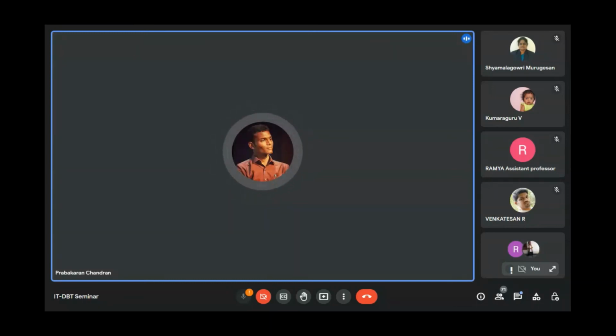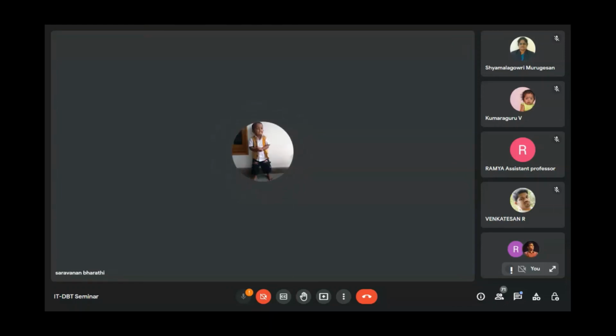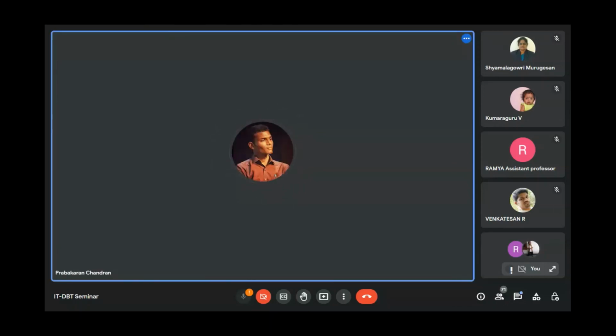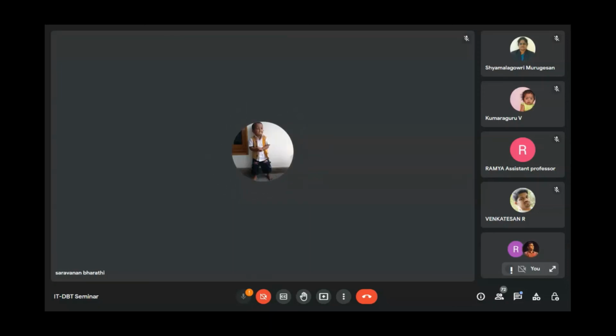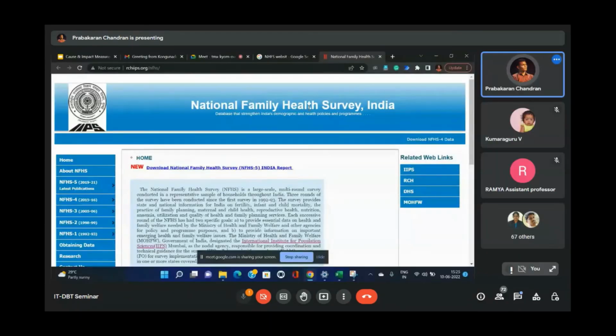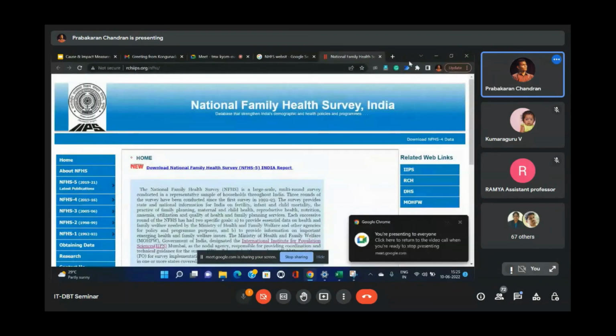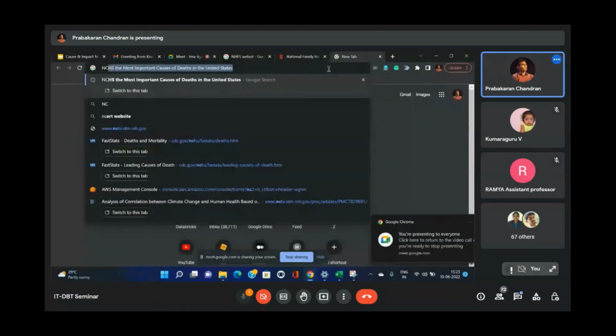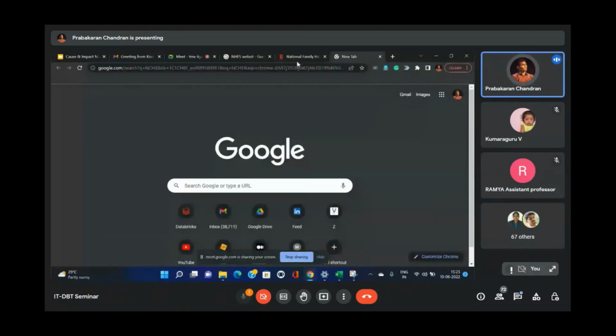So I'm going ahead to share a screen related to the data sources where you can get health related data sets. If you could see this website, National Family Health Survey, is it not visible? Okay, cool. So these are the two websites I was referring to.